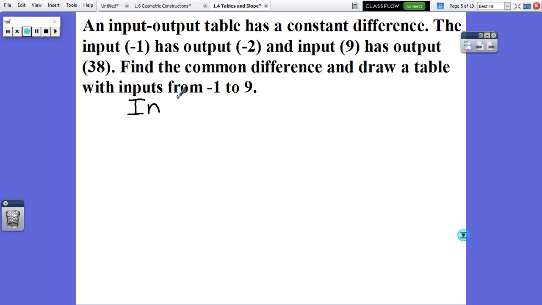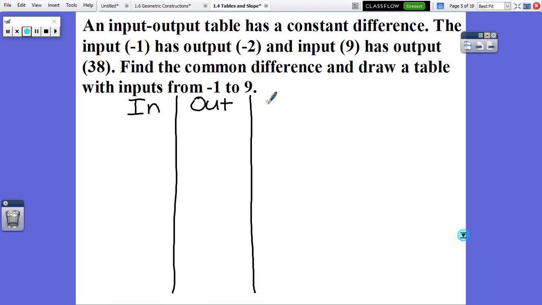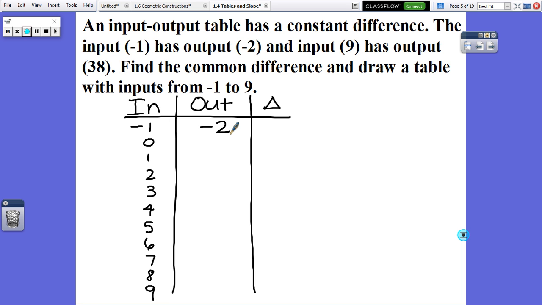Okay, so we're going to start with the inputs. And then we have our outputs, and then we have our delta column. So we have negative 1, 0, 1, 2, 3, 4, 5, 6, 7, 8, 9. Okay? We know that the input of negative 1 has an output of negative 2, and we know that the input of 9 has an output of 38.